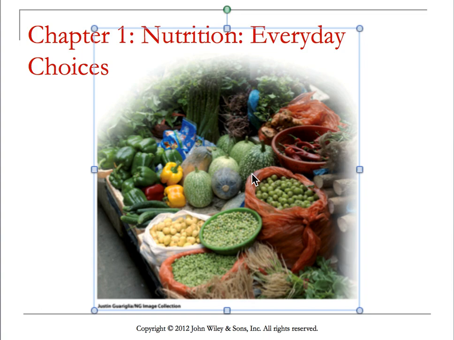We're going to start out with Chapter 1 in your text. Should be Visualizing Nutrition, the third edition. We're just going to go right through the whole book, chapter by chapter. So let's go ahead and get started. First, Chapter 1, Nutrition, Everyday Choices.